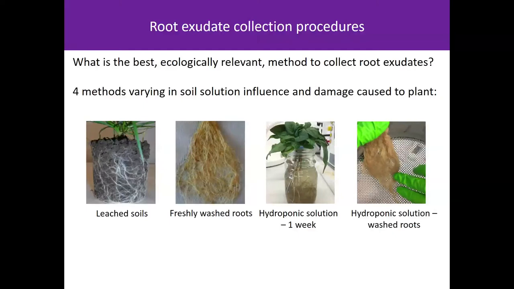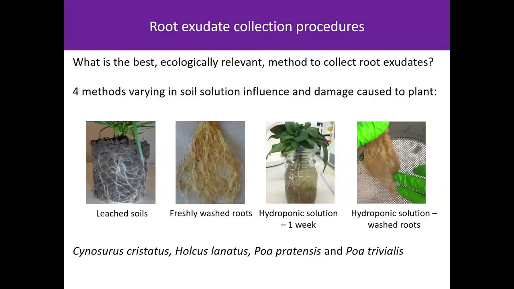And finally, we repeated that treatment, but just prior to exudate collection, we treated the hydroponic roots the same way as the freshly washed roots, so that any damage in the root washing would be reflected in those roots that we'd taken from the hydroponic system. And we repeated this in four grassland species that are the most common grassland species at one of our field sites in the Yorkshire Dales.